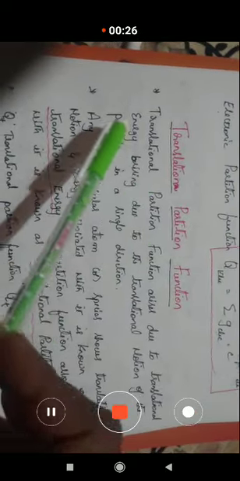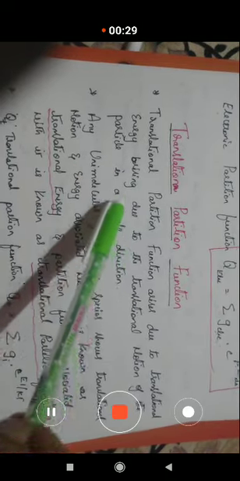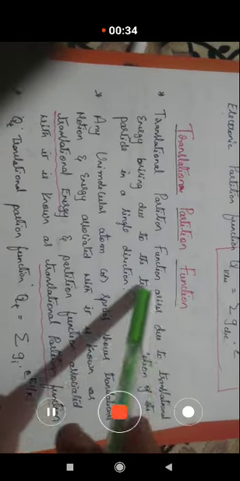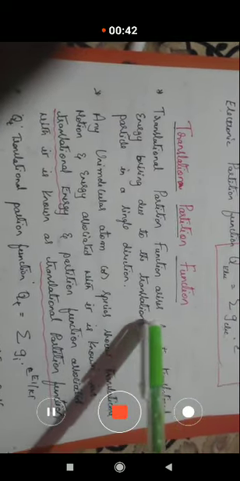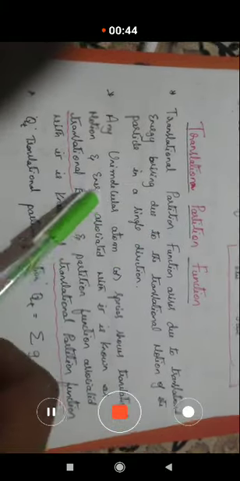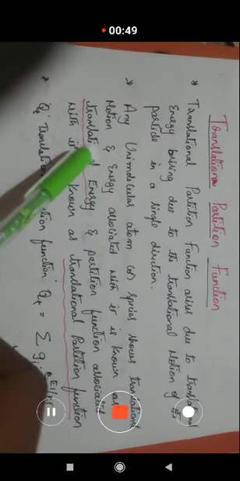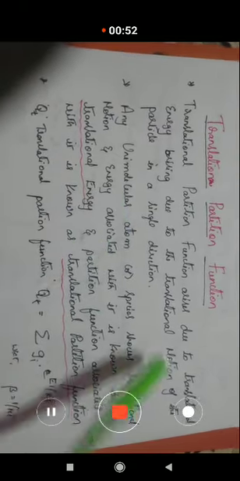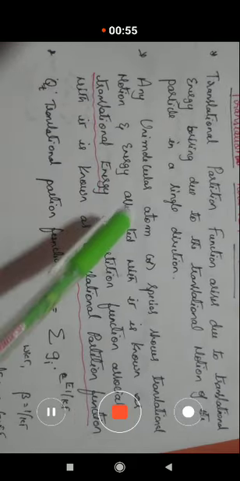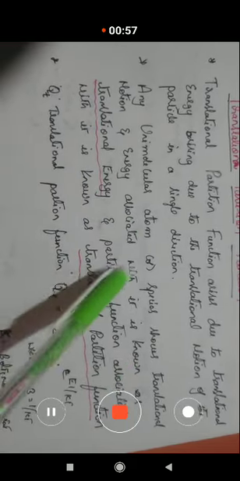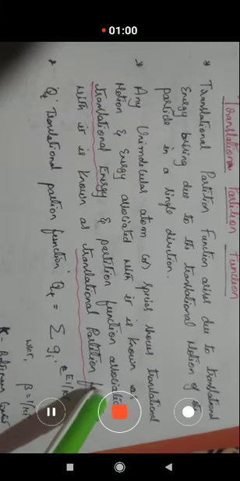We know that the translational partition function arises due to the translational energy arising from the translational motion of the particle in a single direction. As I said in the last video, whenever the particle moves in a zigzag motion, the particle experiences translational motion. Any unimolecular atom or species shows translational motion, and the energy associated with this particle is known as the translational energy, and the partition function associated with it is known as the translational partition function, right?